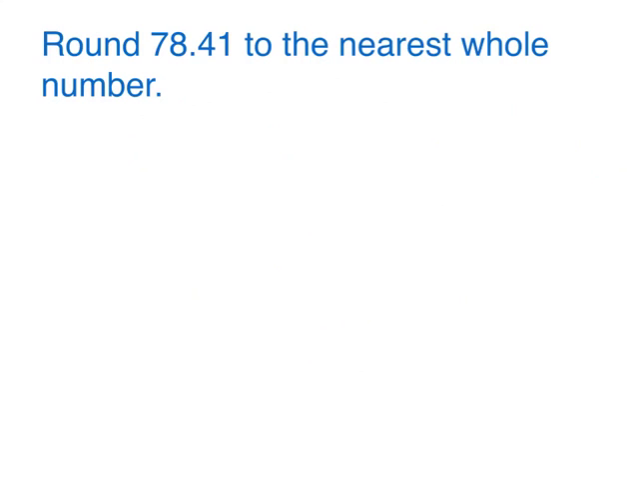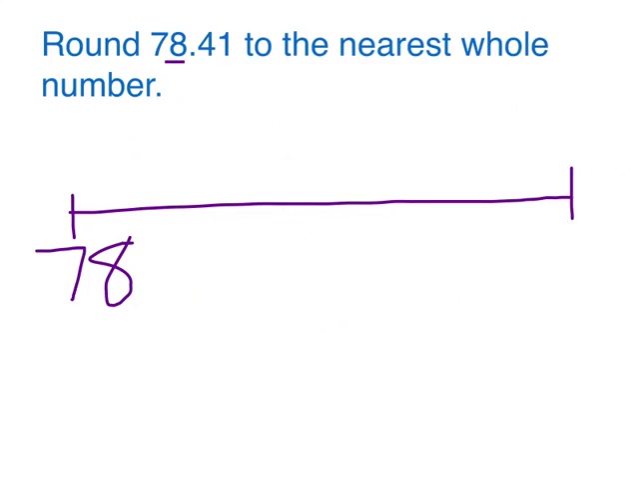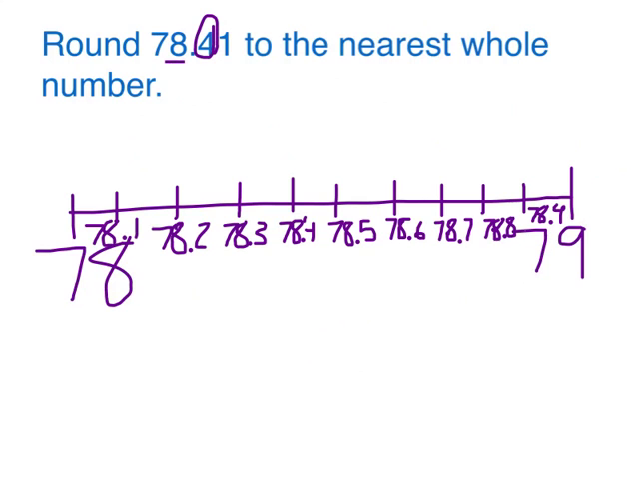Round 78 and 41/100ths to the nearest whole number. Well, I'm rounding to the ones place, so I need to find which two whole numbers this number falls between. It's more than 78, but it's not quite 79. So 78 and 79 are the two whole numbers this falls between. Now I can use the next place value over, tenths, to split up my number line and find its location. Now I've labeled the tenths on my number line.